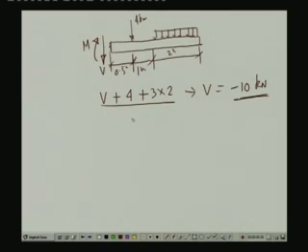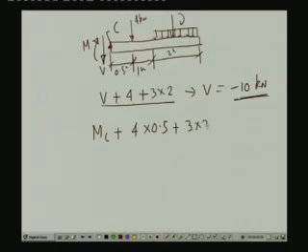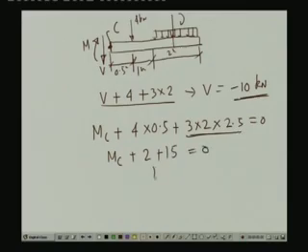Now, if we take the moment of the forces about this particular point, let us call this point C. So, moment C: this is in the anticlockwise direction, 4 kilonewton also is causing a moment in the anticlockwise direction, so plus 4 into 0.5. This load also is causing a moment in an anticlockwise direction, so plus 3 into 2 into the distance, which is 1 plus 1 plus 0.5, which is 2.5. So, this is equal to 0. This gives us a value of Mc plus 2 plus 15 equal to 0. So, Mc is equal to minus 17 kilonewton meter.